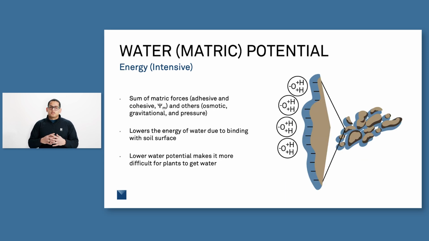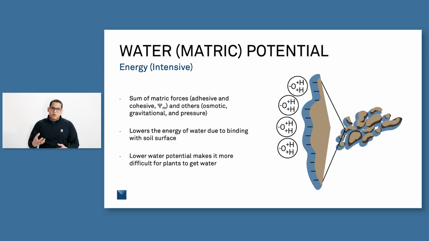Now we're going to focus on the intensive variable, which is our water potential, or our matric potential, as we often refer to it. Matric potential is the sum of the matric forces that bind water to the soil. Typically there are adhesive and cohesive forces doing that binding. Sometimes osmotic and gravitational forces also play a role, and we'll dive a little deeper into that. As the water content decreases, the energy state of that water decreases, it gets lower due to the binding of the water with the soil surface. You can see an example of what that looks like here.